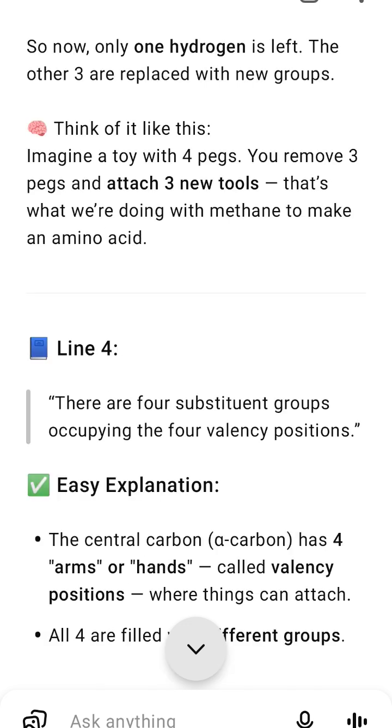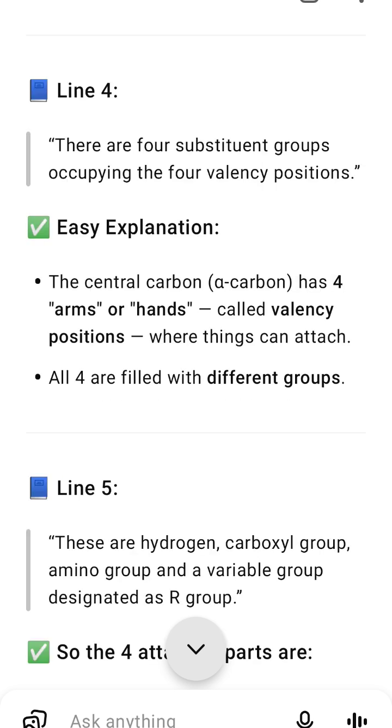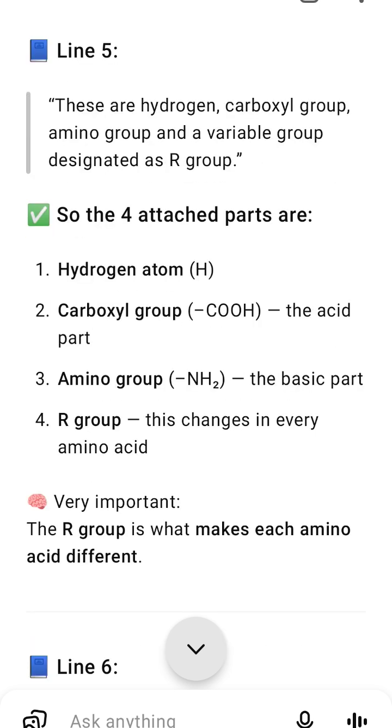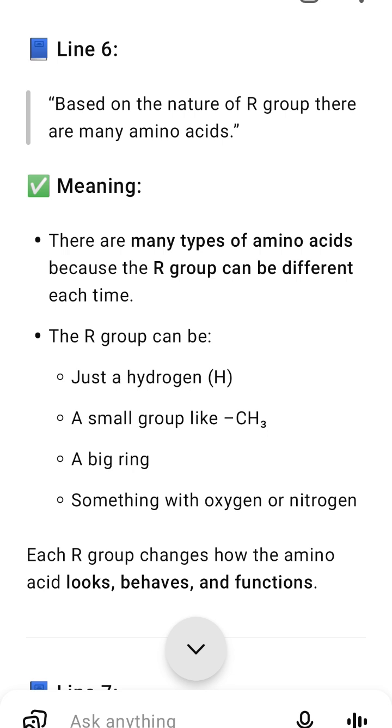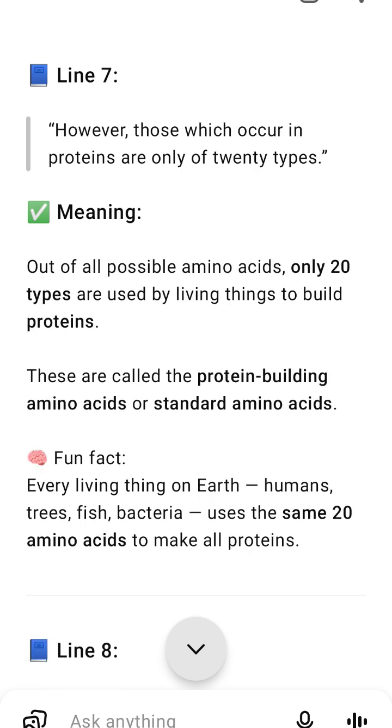R group, the special part. The R group, or side chain, can be small or large, simple or complex, charged or uncharged, acidic, basic, or neutral. Because the R group changes, many kinds of amino acids exist, but only 20 types are commonly used by living things to make proteins.